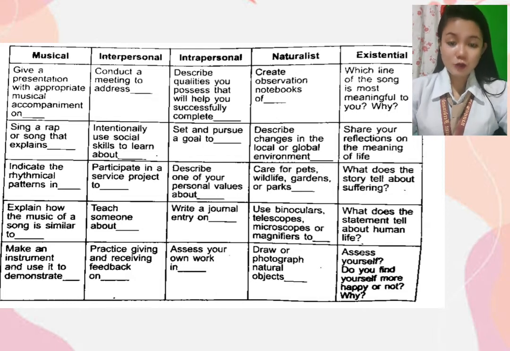In naturalist, create observation notebooks. Describe changes in the local or global environment. Care for pets, wildlife, gardens, or parks. Use binoculars, telescopes, microscopes, or magnifiers. And draw or photograph natural objects.